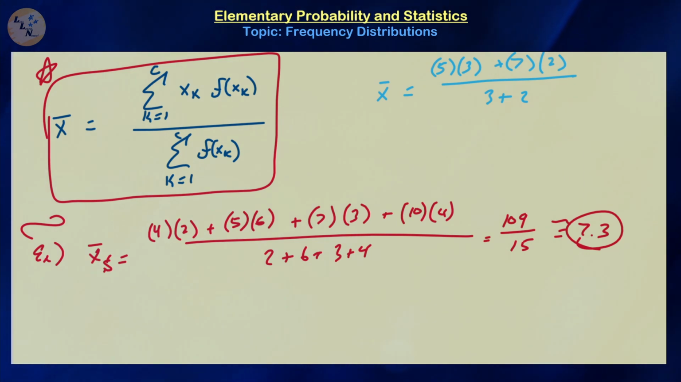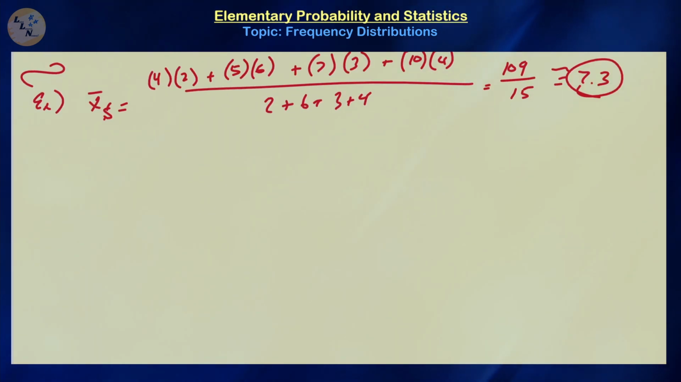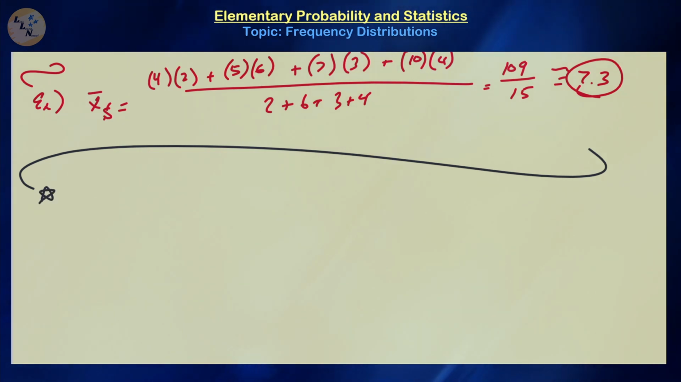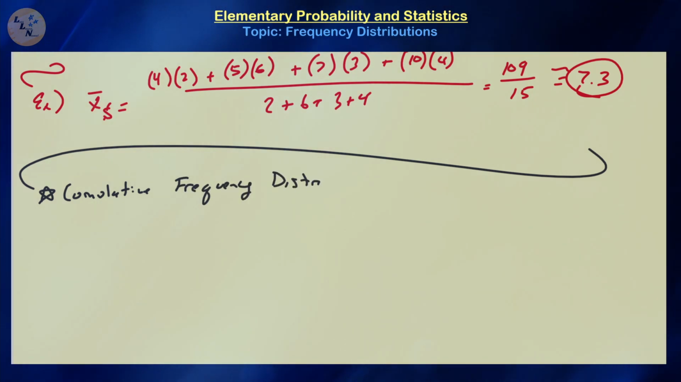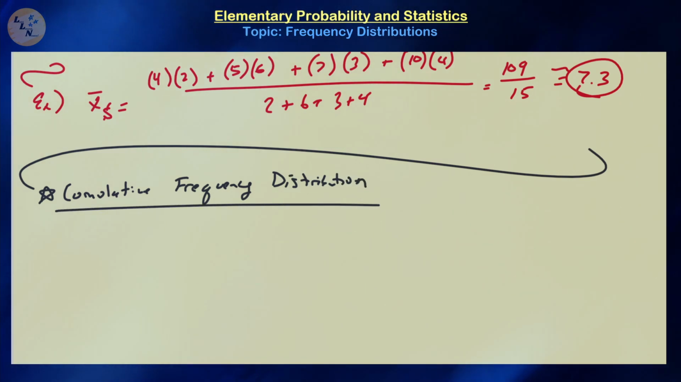So what other things can you do with a frequency distribution aside from calculating the arithmetic mean? Another type of frequency distribution that is commonly used is what we refer to as a cumulative frequency distribution. Some people will call it a CFD.